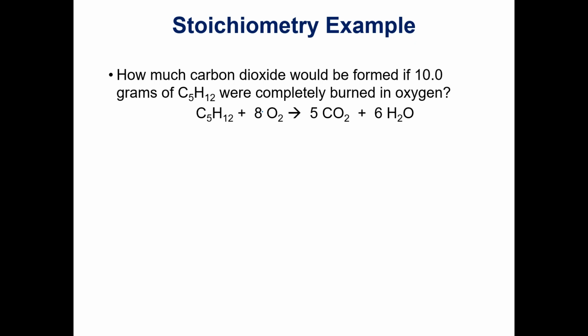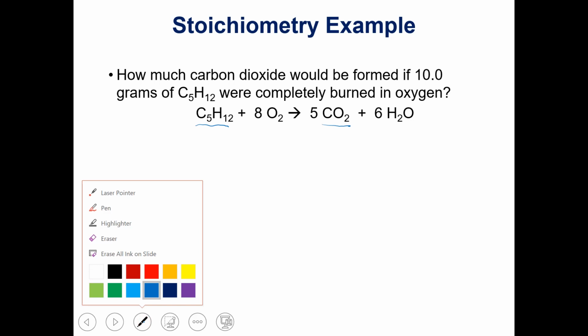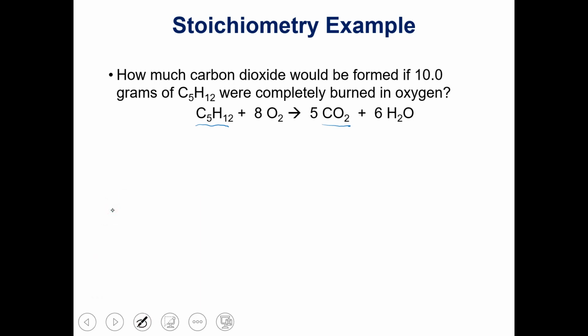So the only way that we can relate C5H12 to CO2 is using the mole ratio. So what we're going to do is convert grams to moles and then convert moles of C5H12 to moles of CO2 using the mole ratio here. And then we can convert back to grams of CO2.